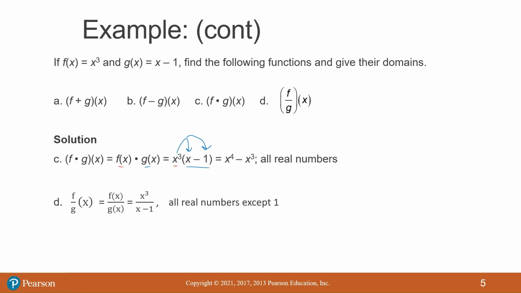I'm looking at f of x over g of x. Keep in mind that f of x is x to the third, and g of x is x minus 1. If I could simplify, I would. Here I can't. The only thing I have to keep in mind is that g of x cannot be equal to 0, which lets us know that x minus 1 cannot be equal to 0, which means that x cannot be equal to 1. That's how they get the all real numbers except 1 clause here for our domain.